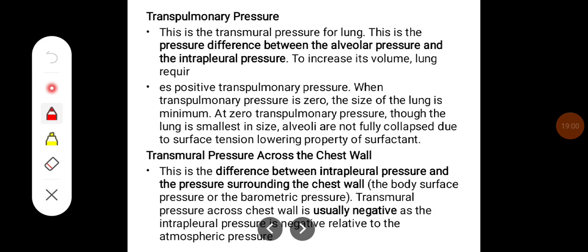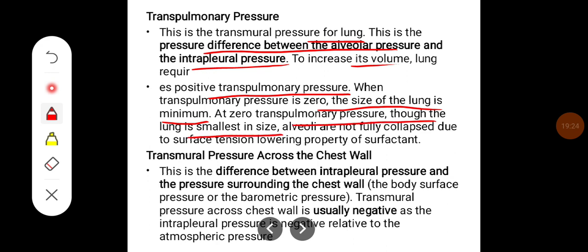Transpulmonary pressure is the transmural pressure for the lung. So this is the pressure difference between alveolar pressure and intrapleural pressure. To increase its volume, the lung requires a positive transpulmonary pressure. When transpulmonary pressure is zero, the size of the lung is minimum. At zero transpulmonary pressure, though the lung is smallest in size, the alveoli are not fully collapsed due to the surface tension lowering property of the surfactant.